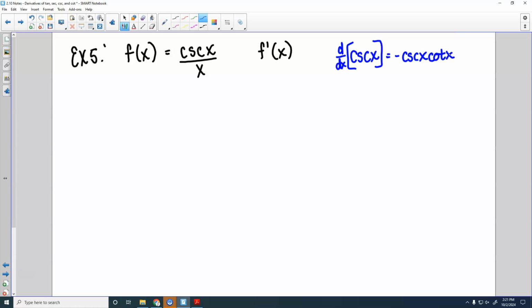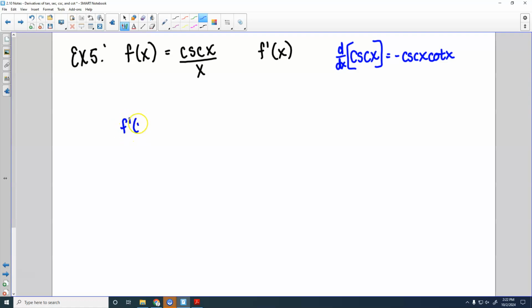However, what else am I going to have to use besides just that piece right there? I've got to use the quotient rule because I am dividing here. So I can't just do negative cosecant x cotangent x over 1. I can't just take the derivative of the top and the bottom. When I've got a fraction like that with variables in both sides, I've got to use the quotient rule.